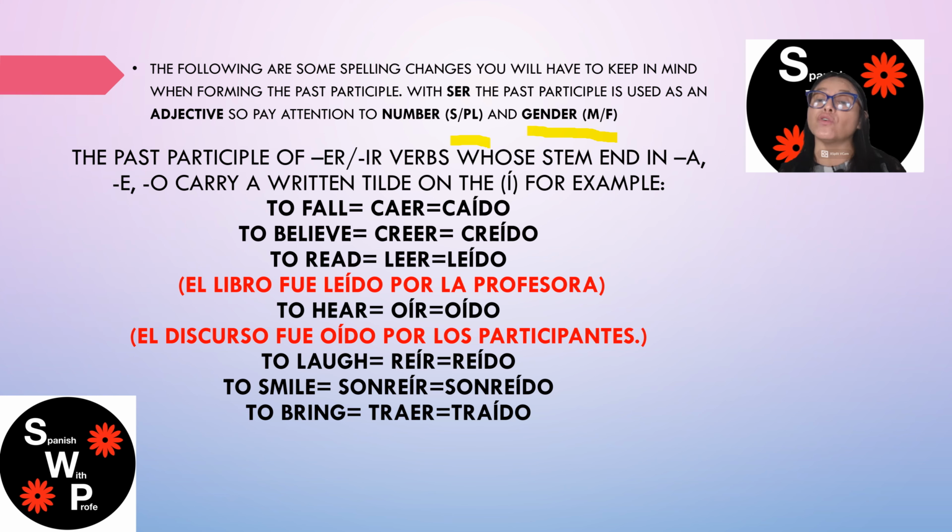El discurso fue oído por los participantes. The lecture was heard by the participants. Muy bien. Sigamos. So remember, as adjectives, they must agree in number and in gender. And that's how they're going to be used here with ser and in a few examples with estar. Okay? Sigamos. Continuemos, chicos.